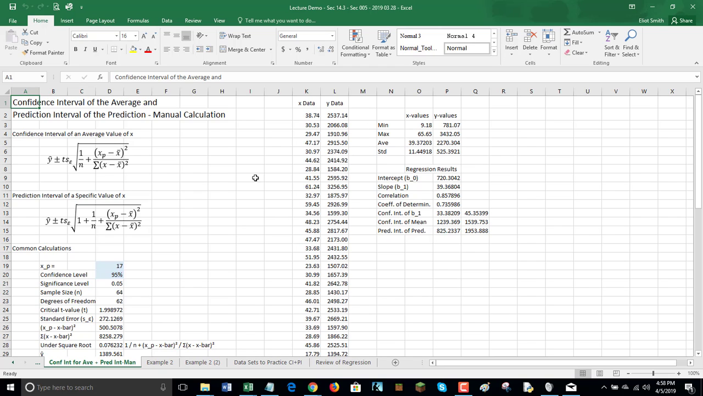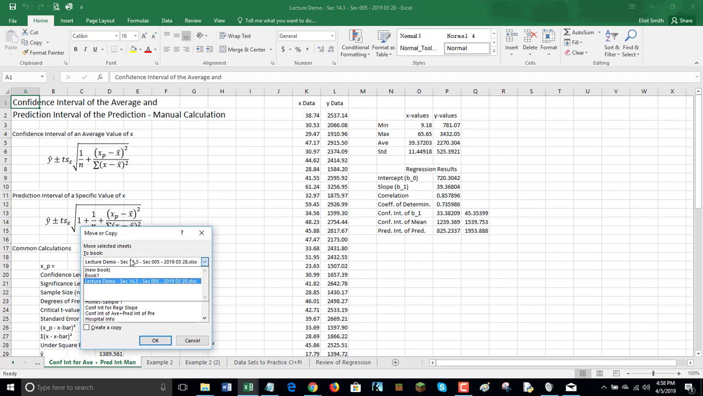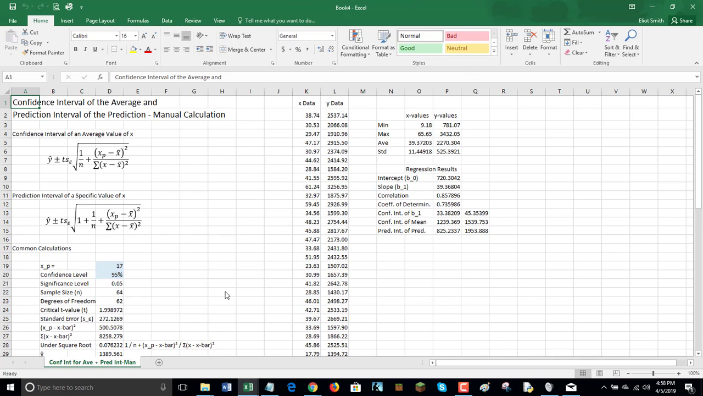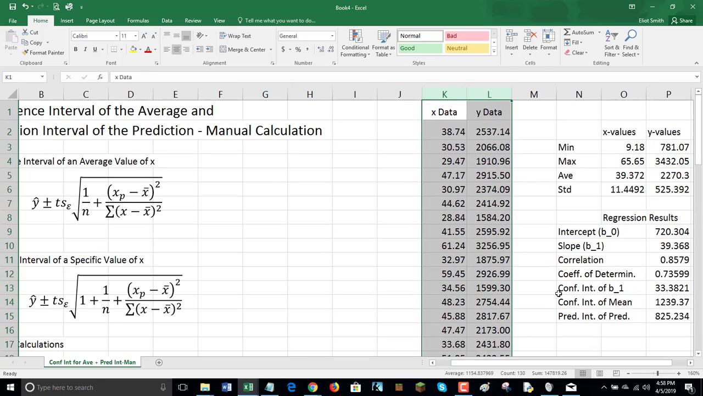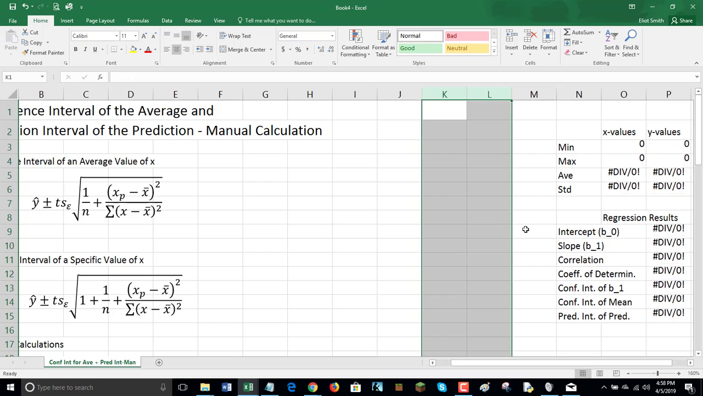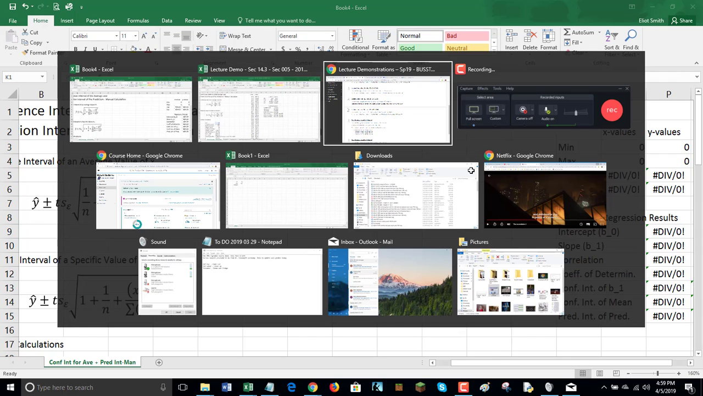Now, I don't like to mess with the original. I like to leave it alone. So I'm going to click move or copy to new book, create a copy, click OK. There, now I have a copy of it. First thing I'm going to do is look at K and L. Remember, that's where our data goes. I'm going to highlight K and L. Oh, here, let me expand this, and click clear contents so we can get the information just from the problem. I'm going to leave this highlighted for now so I remember where it goes.